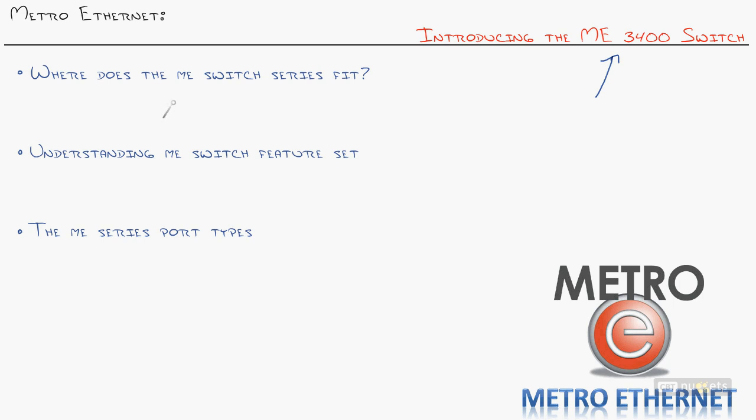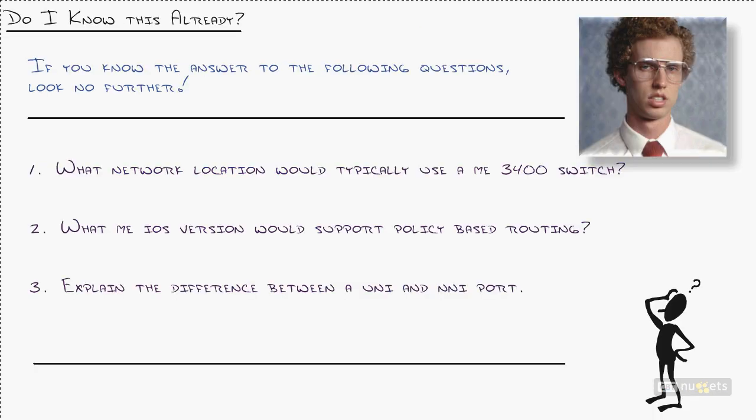So we're going to look at where does the ME switch fit. It's kind of like the I switch, right? Yeah, it's an I switch. It's a Me switch. Where does this fit in the network? What is very special about this switch? What is the feature set Cisco has geared this thing with? And then what are the different kinds of ports that we'll encounter on the ME? Here are your do I know this already questions, so feel free to pause, read through those. If you know them already, move right along.